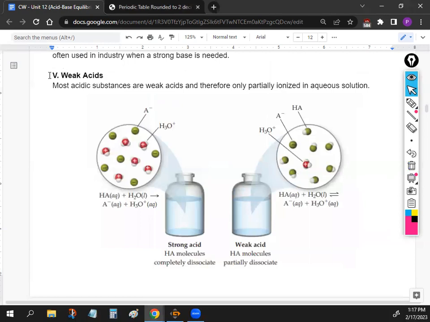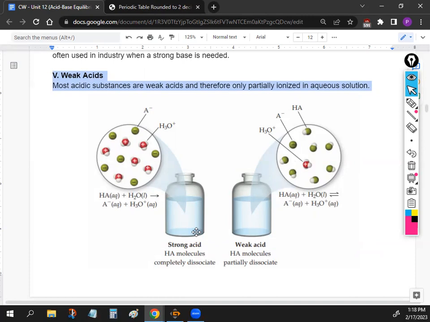So that's weak acids. Weak acids are only partially ionized in aqueous solution. Here we have the difference between a strong acid, where all the acid is broken up, so there's either H plus or A minus, the cation or the anion. But in this weak acid one, there's some hydronium, some anion, but some of the acid still stays together. Some molecules dissociate, but some don't.